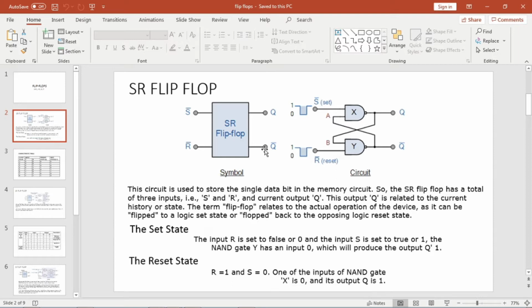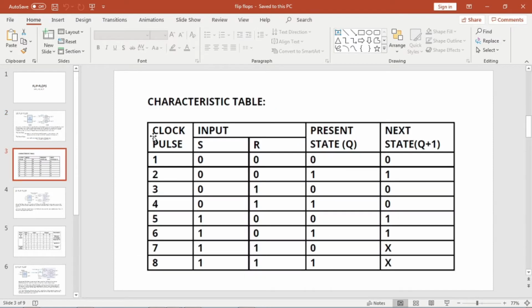Likewise, the reset state: if S is 0 and R is 1 and Q is 0, then it produces Q as 1. So this is known as the reset state. Let us look into the characteristic table. During the first clock pulse, the set and reset inputs are 0. The inputs are 0, therefore the present state is 0. The next state will also be 0.